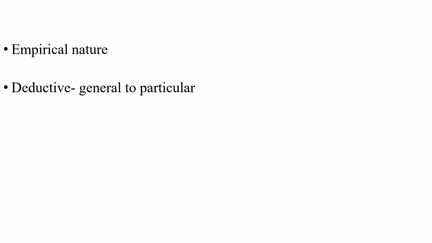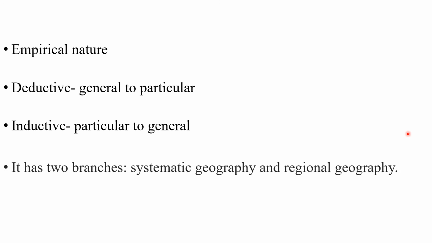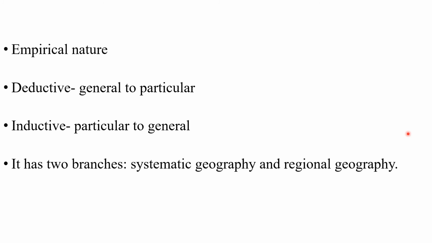Then human geography's nature is deductive. In deductive methods, we go from general things to particular things. Similarly, the inductive is the opposite of deductive: from particular things to general things. This is the nature of our human geography. This human geography has two branches.